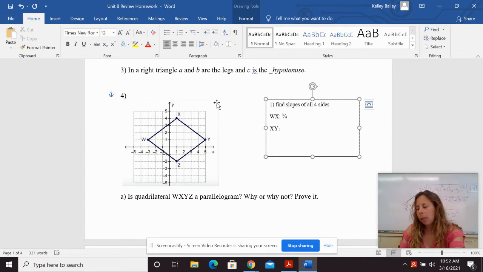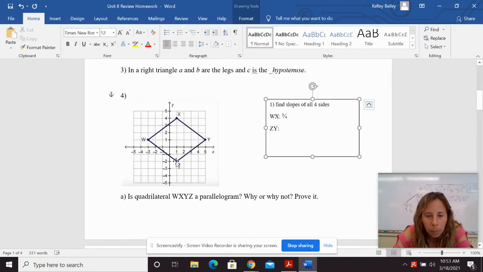Oh, sorry, not XY, I'm sorry, ZY. WX needs to be parallel to ZY. WX, ZY. Okay. So what's my slope of this line right here?